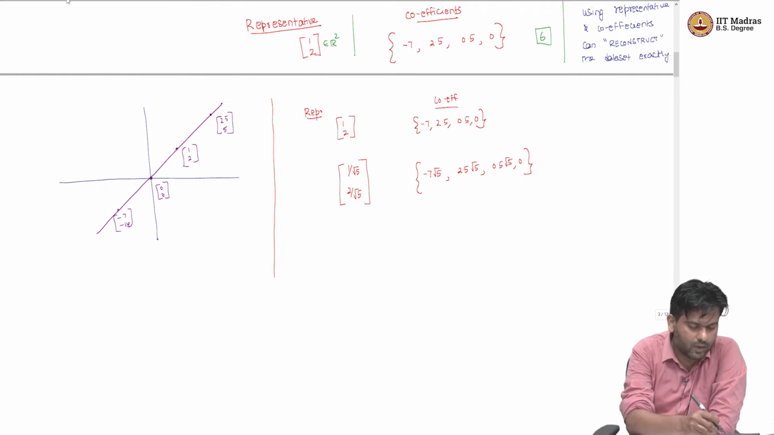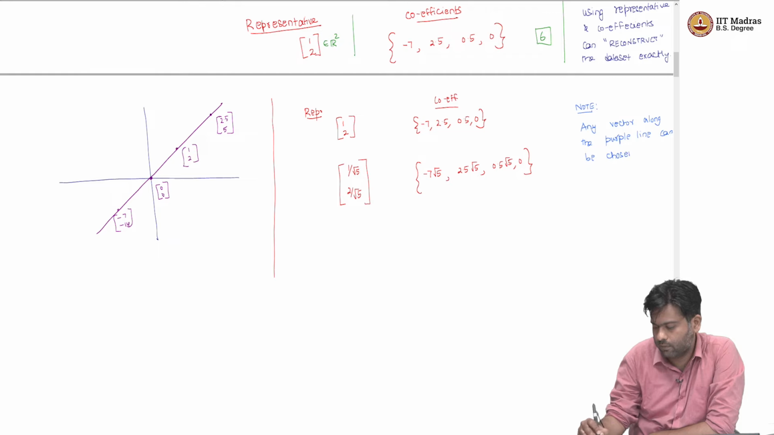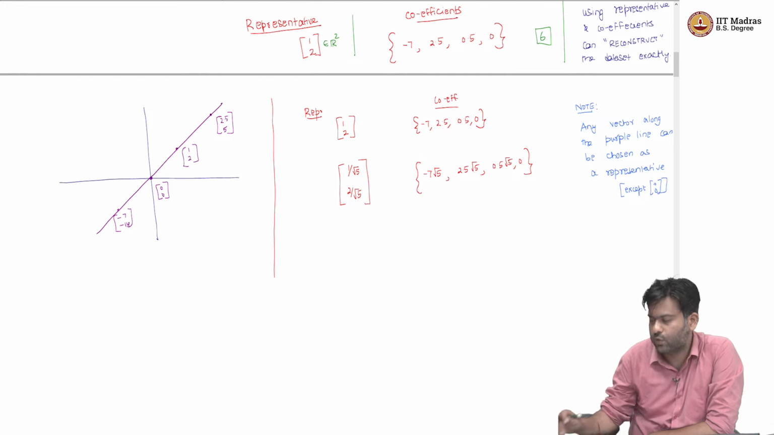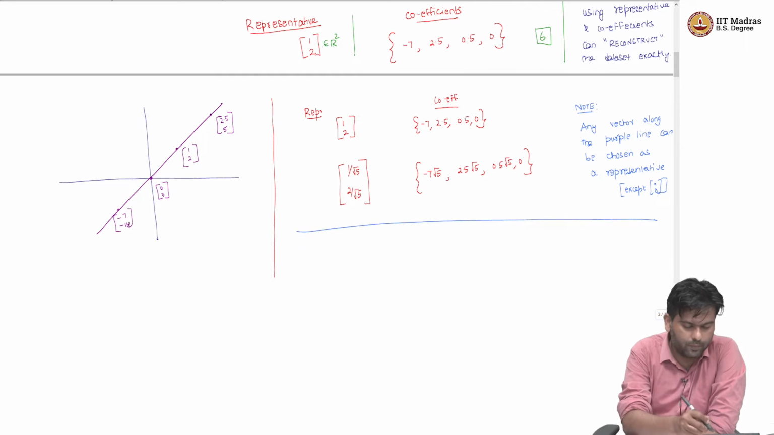So, let me make a note of that point, and again it might seem a simple, silly point at this point, but we will see the use of this as we go along. So, any vector along the purple line that I have drawn here can be chosen as a representative. Of course, except 0, 0, which we will not allow, right. Because if it is 0, 0, then we won't be able to reconstruct anything.